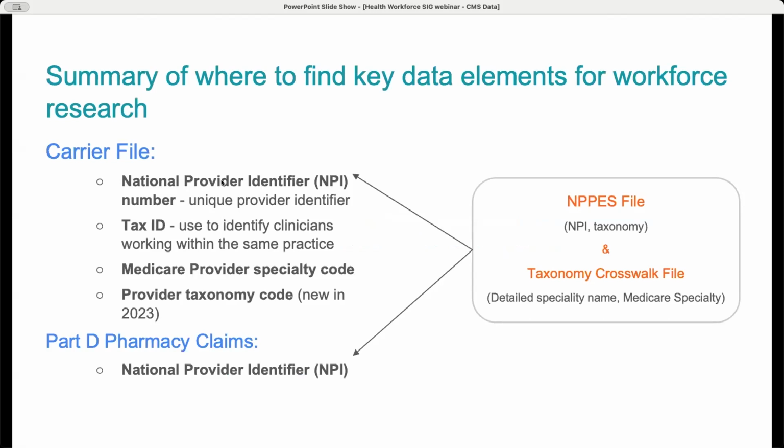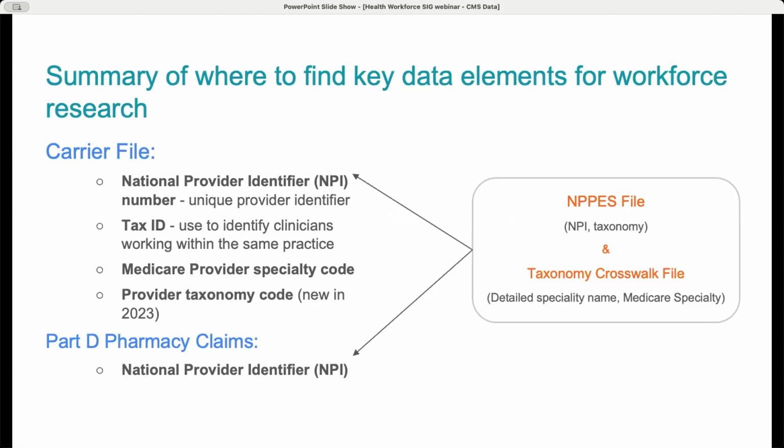As a summary, I wanted to provide an overview of the key workforce variables that are in the various files. We've already talked through this, so we're not going to spend much time on it, but a key methodological piece here is that the combination of the NPPES free downloadable file with the taxonomy code is basically the bread and butter. By linking that to the carrier file or the Part D pharmacy claims, it gives you any sort of information on providers.